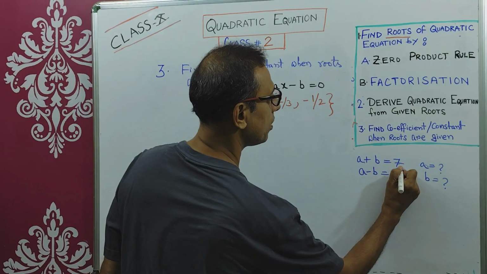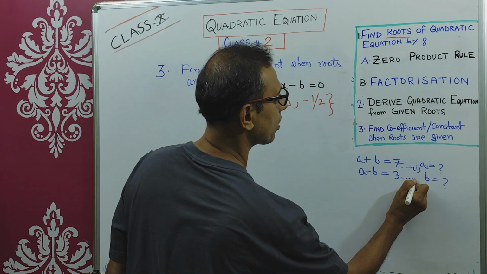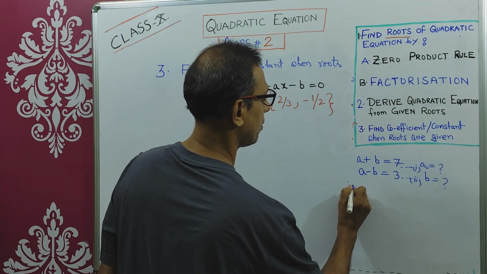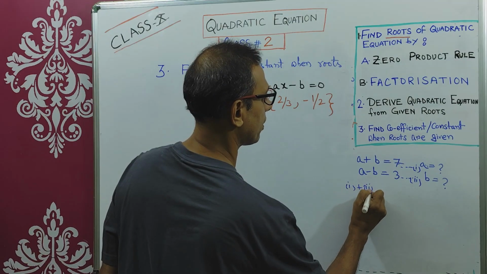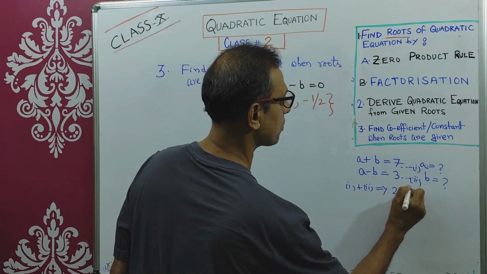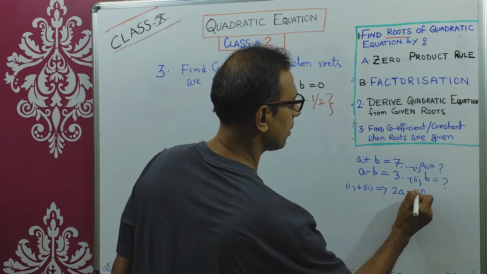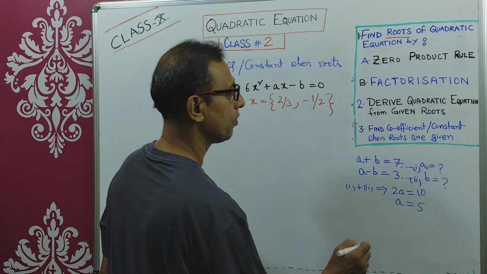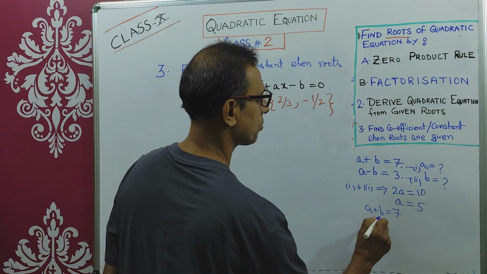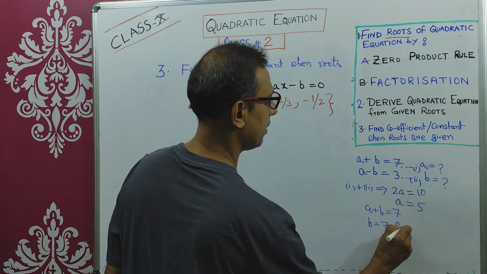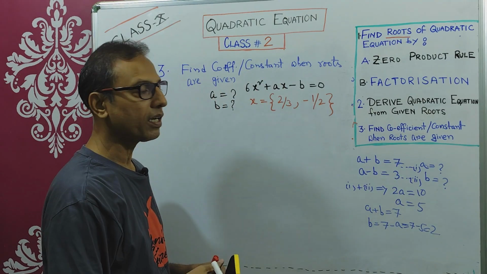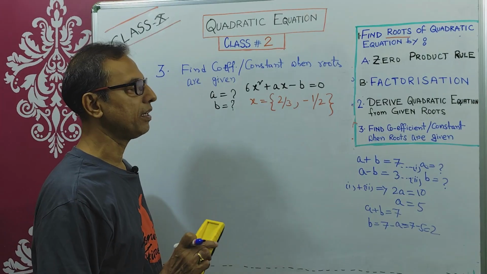So what will you do? This is equation number 1, this is equation number 2. You add equation 1 plus 2: b and minus b cancel, so 2a equals 10. Therefore a equals 5. When a equals 5, from a plus b equals 7, b equals 7 minus a equals 7 minus 5 equals 2. So what you have learned from here is that the number of unknowns will be the number of equations.